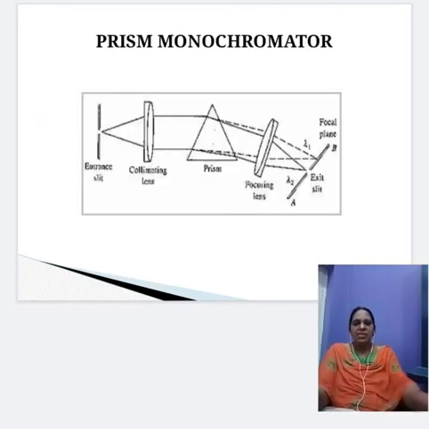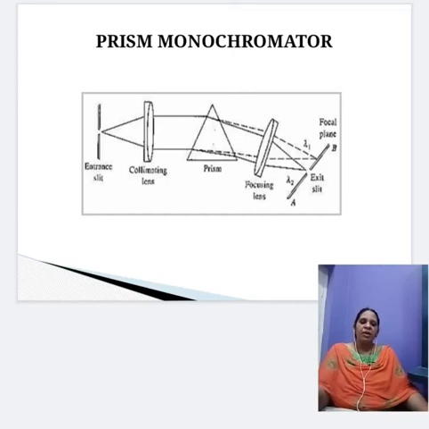Then your next slide is prism monochromators. In the prism monochromator, in the figure shown here, you can observe the components of the monochromator. There are 5 components. The first one is the entrance slit. Can you observe the figure there? You have an entrance slit. What is the purpose of the entrance slit?